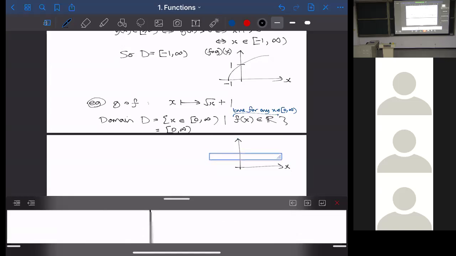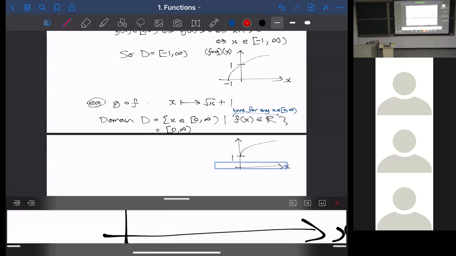This graph is given by taking the square root graph and shifting it up by 1. So the result is this. And we can see the two different domains.